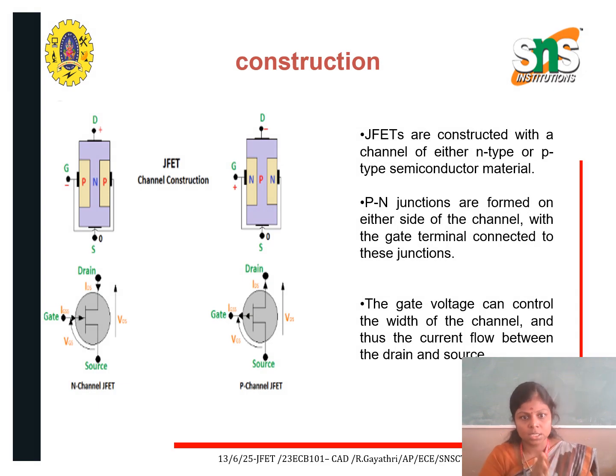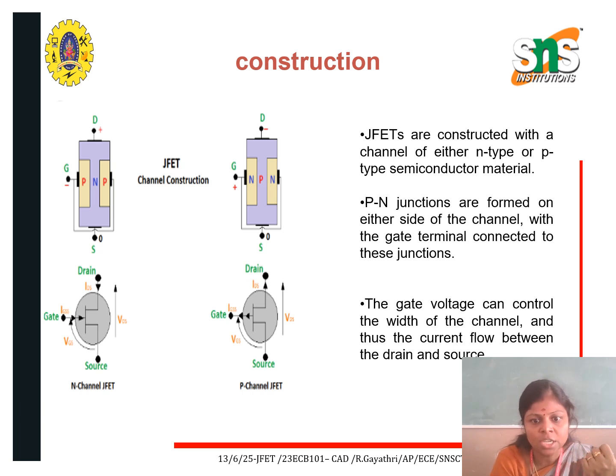Coming to the construction of the N-channel JFET, the N-type semiconductor material is placed, and P-type material is lightly doped on it. From the P region, the gate terminal is taken out, and the upper end of the N-channel has the drain terminal and the lower end has the source terminal.